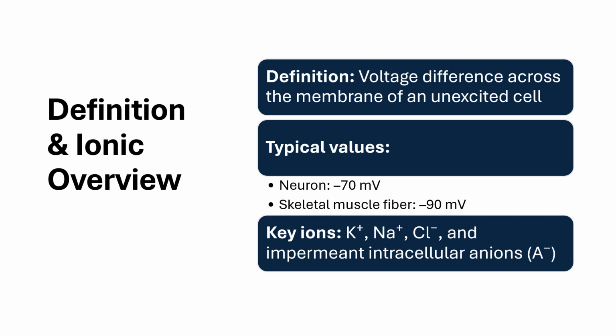Exam tip: when defining the resting membrane potential, always mention both ionic distribution and selective membrane permeability. Both are essential components and earn marks in essay questions. A common mistake that students make is they forget to mention the impermeant anions. Please don't leave them out because they are crucial to the negative internal environment.